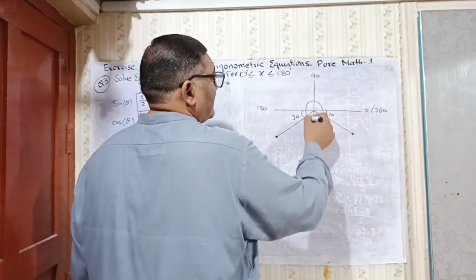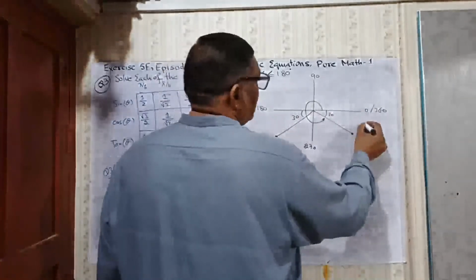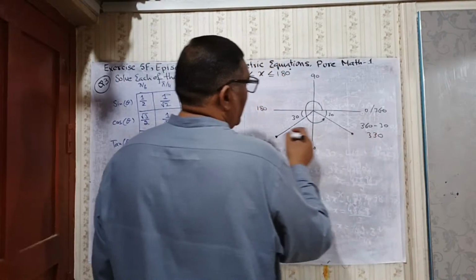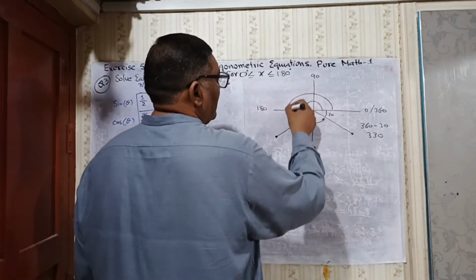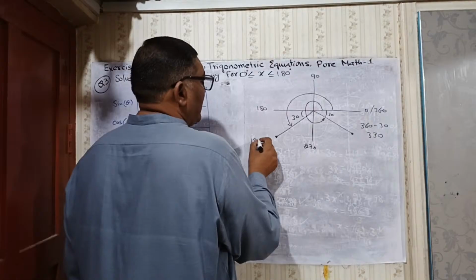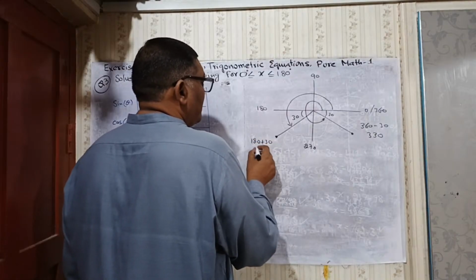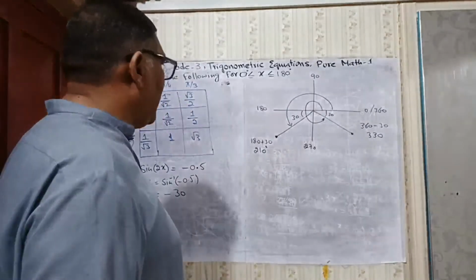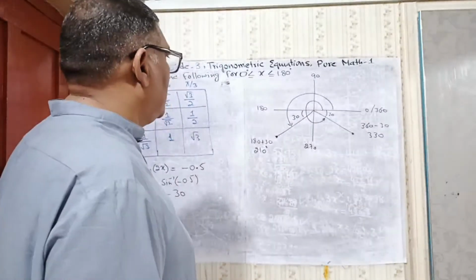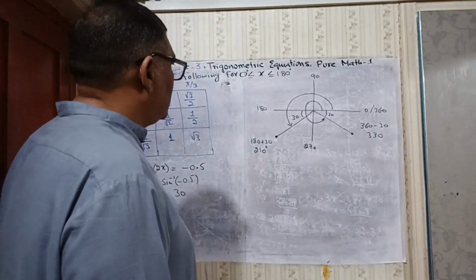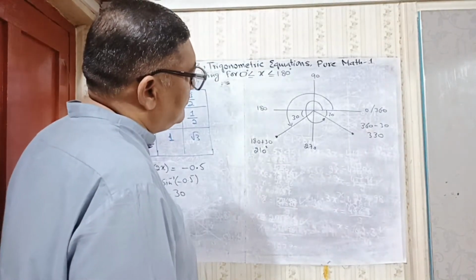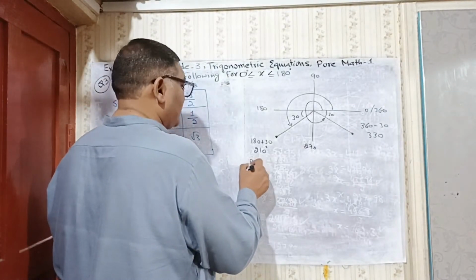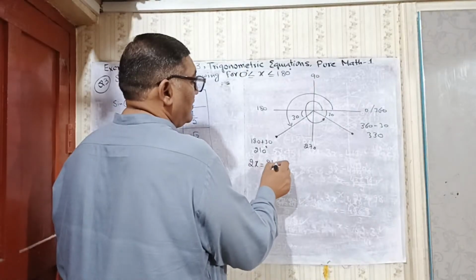So what is this angle? This angle will be 360 minus 30, and that will be 330. And what will be this angle? It will be 180 plus 30, that will be 210 degrees. Okay. So then I will have to make it equal to, let's try, sine 2x equal to 210, this angle.